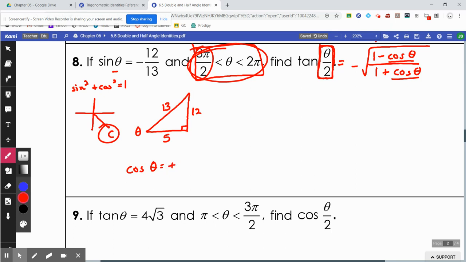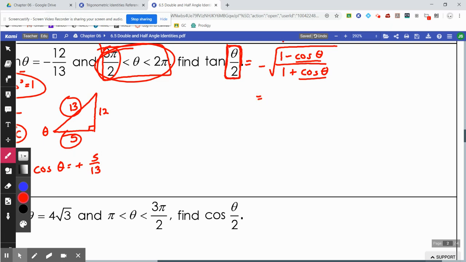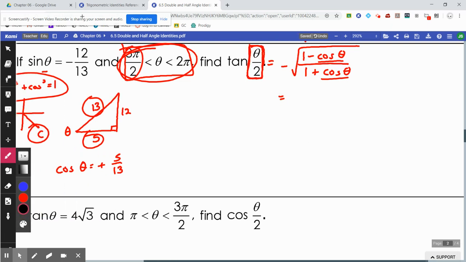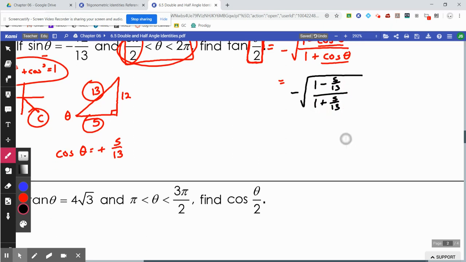Since we need cosine, that's adjacent over hypotenuse, which is 5/13. This would have given you the exact same answer. So now back to our formula. Our formula says that the tangent of theta over 2, which is what we're looking for, is equal to negative the square root of 1 minus the cosine of theta over 1 plus the cosine of theta.